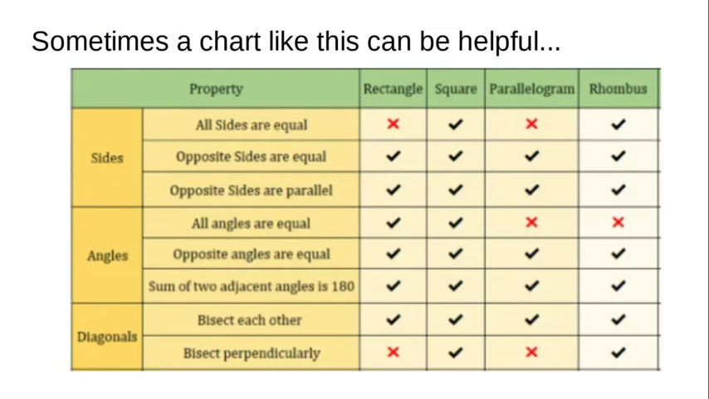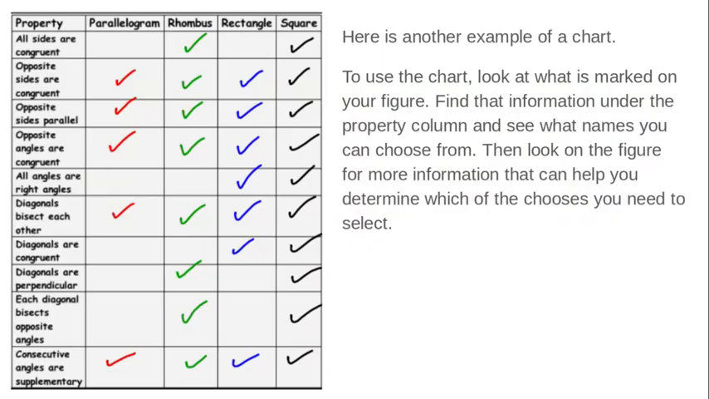A few people find check charts like this to be helpful. This one's got your properties over on the left side, and it has them organized by sides, angles, and diagonals. So that's one of those things. Maybe that's something you want to look at as a check chart. Here's another one. I like this one personally. It's a little easier for me to look at and use. But if you're going to use a check chart, what you're basically doing is you're saying, okay, what's marked on this diagram? And you find that information over here in the properties column.